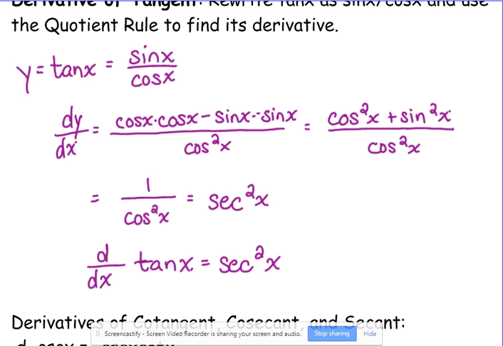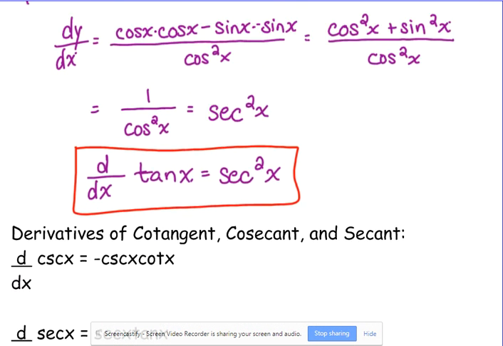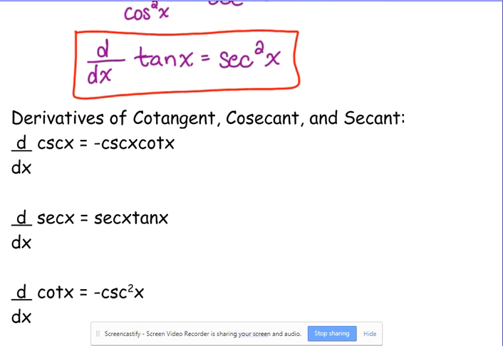So you just need to memorize that, okay? You just need to memorize, add that to your list. The derivative of sine is cosine, derivative of cosine is negative sine, the derivative of tangent is secant squared. Now, I could similarly derive the other derivatives, but we're just going to memorize those, okay?